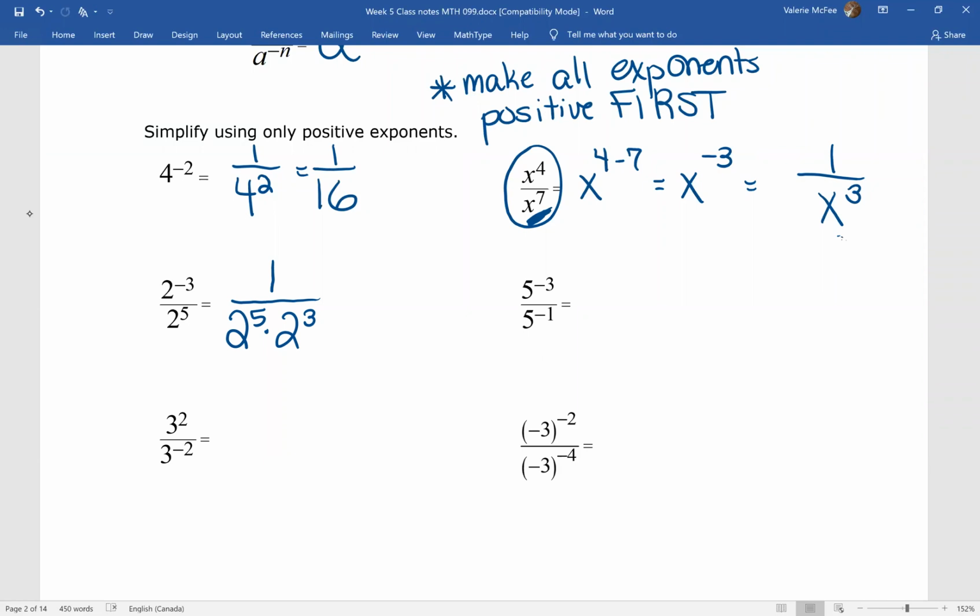Now, I'm multiplying powers of the same base in the denominator. Keep the base, add the exponents. Powers of 2 are pretty easy to evaluate. Remember, I suggested you memorize 2 to the power of 5 is 32, 6 is 64, 7, 128, 8, 256.